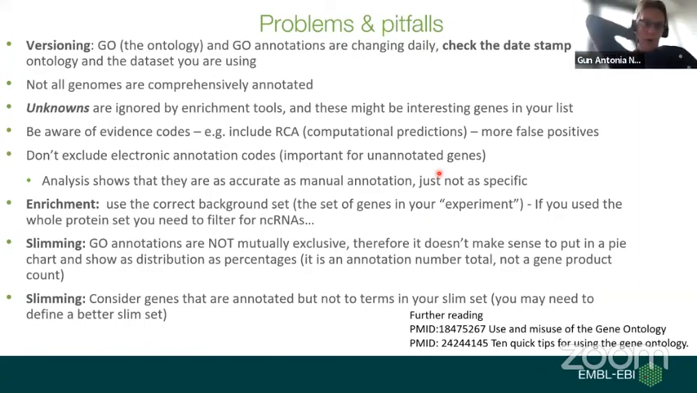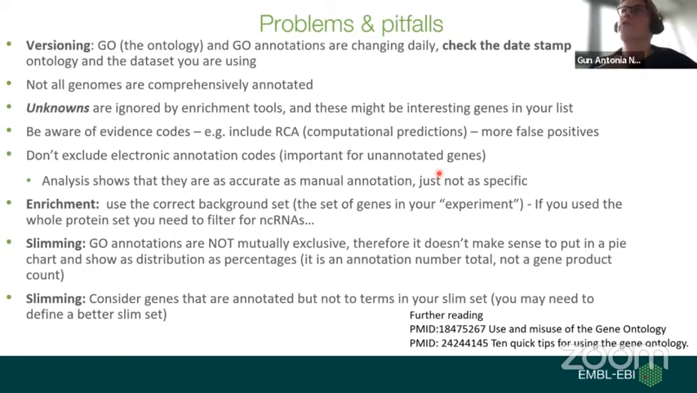And the unknowns are ignored by enrichment tools. You only enrich for overrepresented terms. So if something isn't annotated to anything, these could be interesting too, so be aware of whether you have any in your list. If you include certain evidence codes in your annotation set, be aware of what they are. They don't tend to be indicated for quality, but there are some computational prediction ones, which might give you more false positives. And don't exclude the electronic ones. They are accurate, just high level.